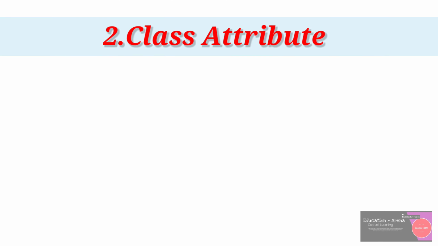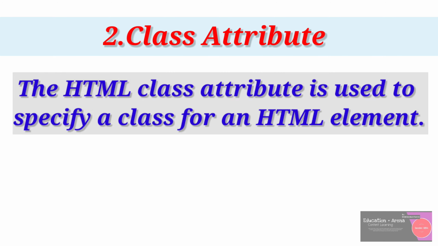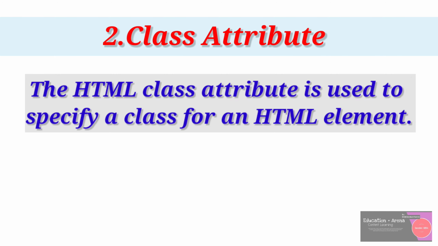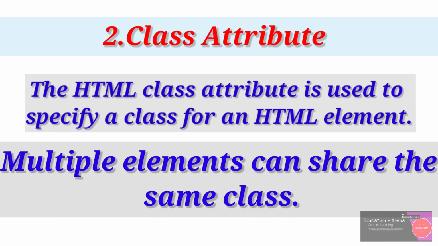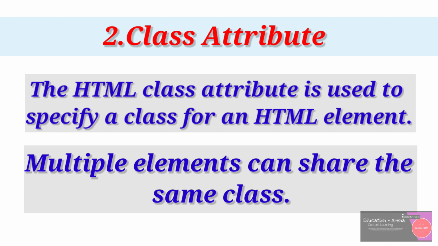Now the next attribute is the class attribute. The class attribute is used to specify a class for an HTML element. Multiple elements can share the same class. So it is also like an ID attribute, but here you can apply the same class attribute in multiple elements. So this is the difference between the ID attribute and the class attribute.